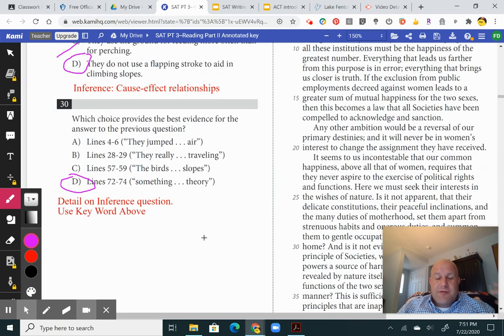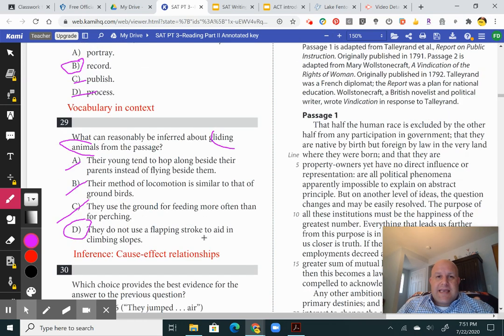Hopefully this jogged your memory. If you're a senior this year, remember taking these back in December of 2019.